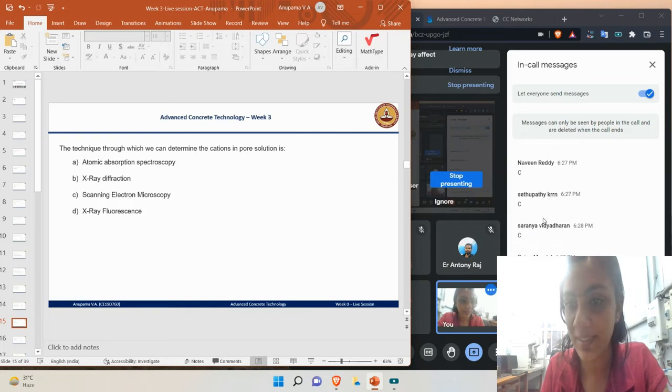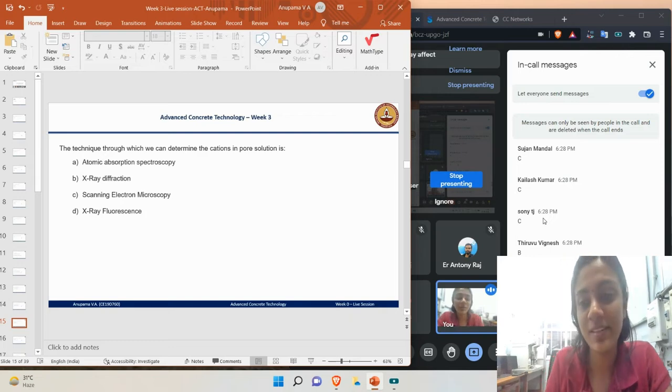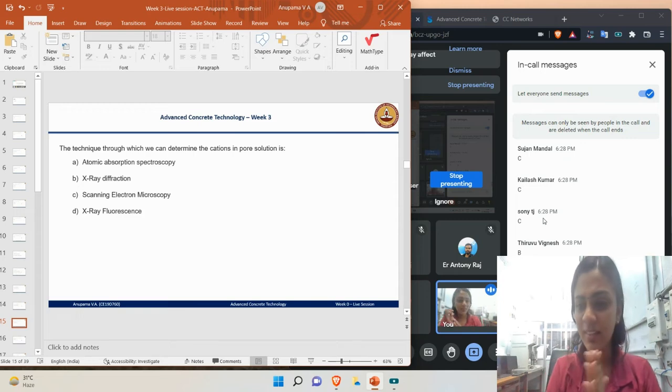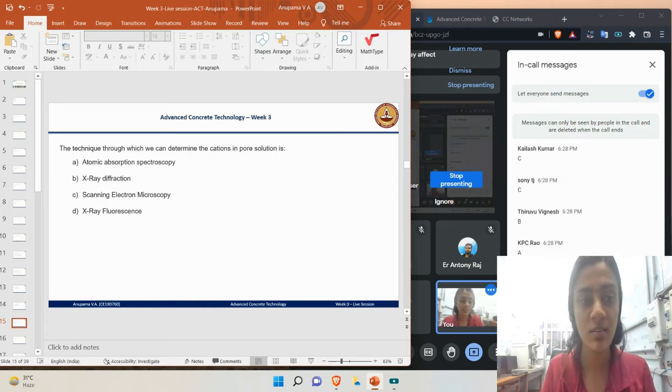Can someone who commented C justify why C? I'm just curious, and it might be the correct answer, so I'm not choosing you like that. Come on, please feel free to unmute and speak, or else put it in the chat box as well. Okay, I guess no more answers are coming up. I got C, B, and A as correct answers.